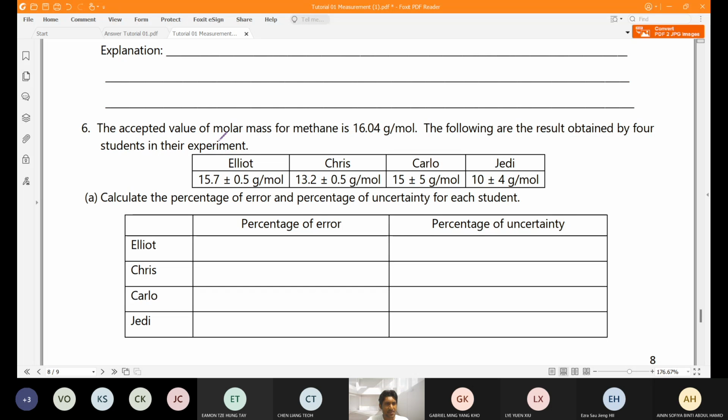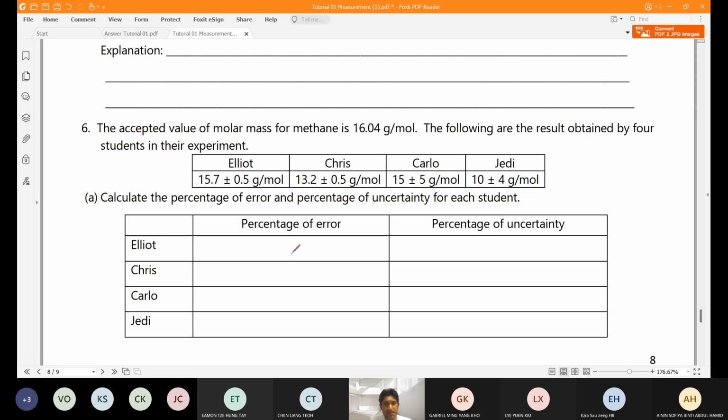So question number 6 says the accepted value of molar mass for methane is 16.04 gram per mole. The following are the results obtained by 4 students in their experiment: Elliot, Chris, Carlo, JD. Elliot got 15.7, Chris 15.5, and so on. So everyone is getting less than what was supposed to be the molar mass of methane. Calculate the percentage of error and percentage of uncertainty for each student.